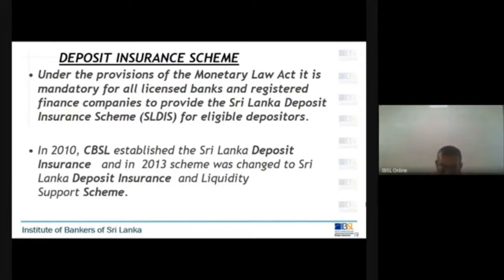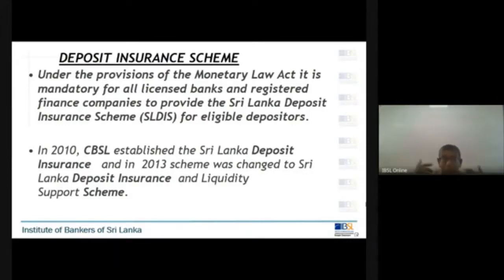If banks have some liquidity problem, a bank can borrow money from this fund. If a bank is facing some liquidity problem, they can borrow money with interest, of course, but you need to put a guarantee or security for that. But you can borrow some money from this deposit insurance fund at a very nominal interest rate.